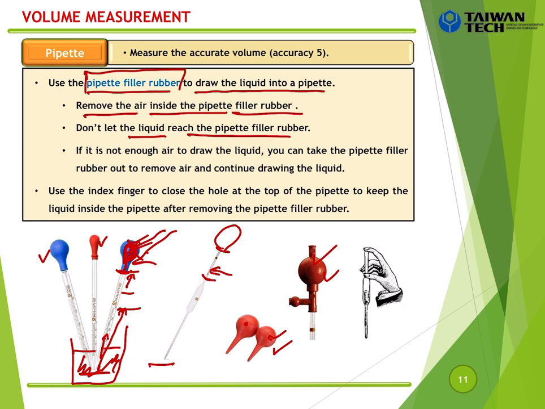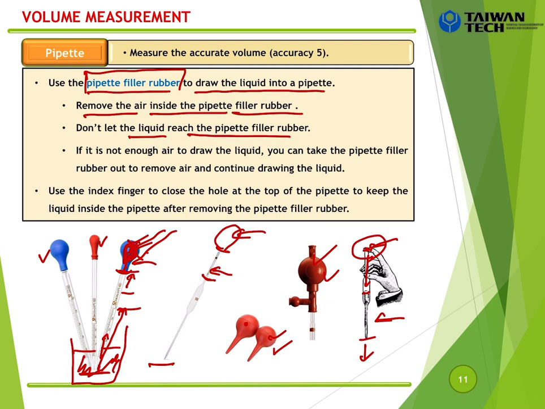Because later we will remove this one, and you use your finger, we use the index finger, to close this hole. When you close this hole, it means that the liquid can stay inside. If you don't close this one, it means that air can go down and liquid can move out. Because you close this, you can control the liquid level inside.